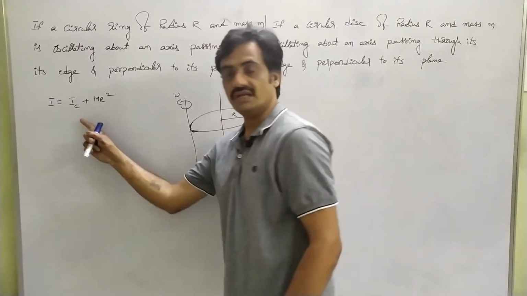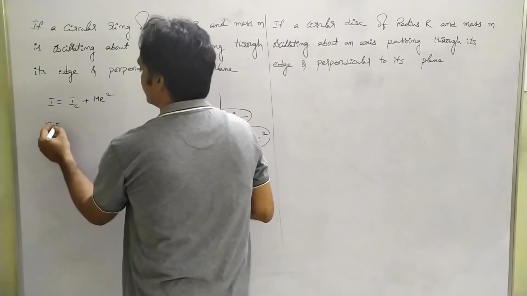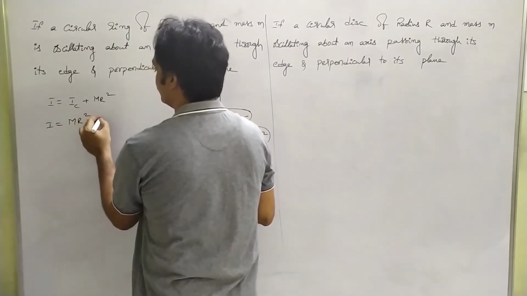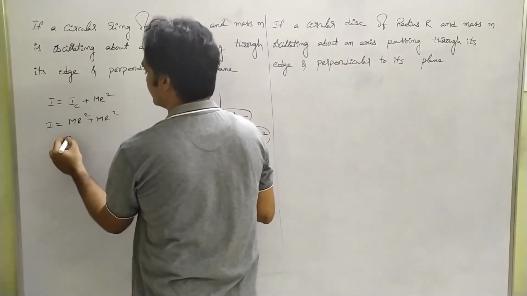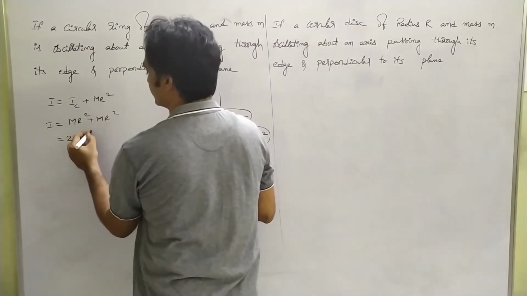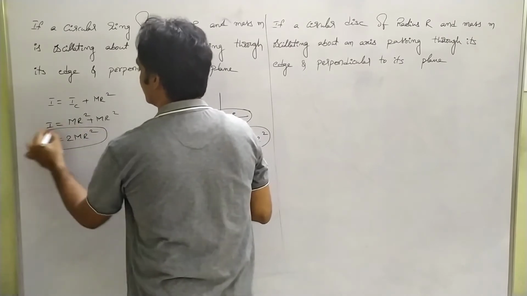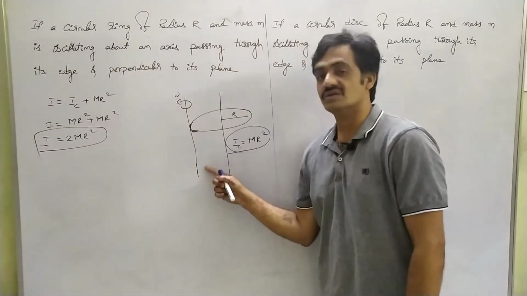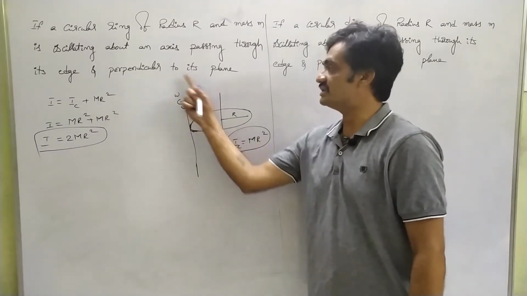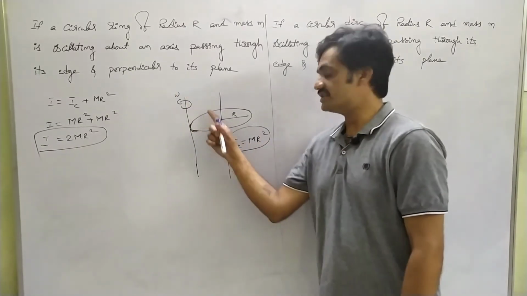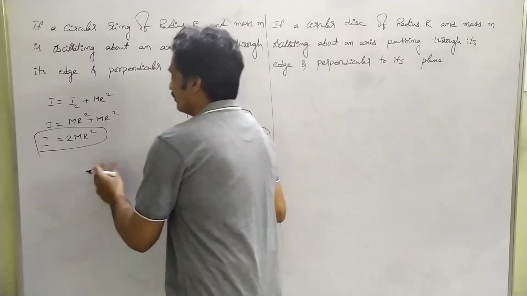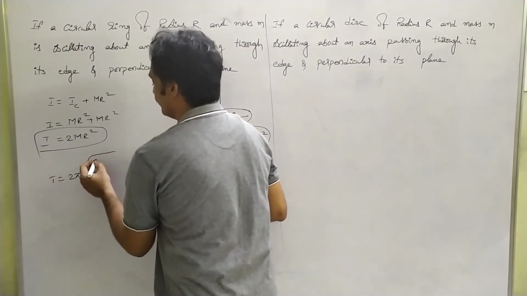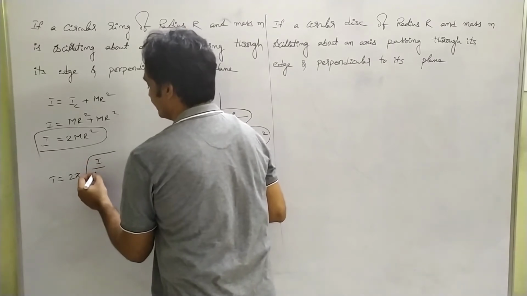As we substitute this value in this expression, I can be given as mr square plus mr square. Mr square plus mr square is 2mr square. So this represents the moment of inertia of a circular ring when the ring is oscillating about a tangential line, edge line.